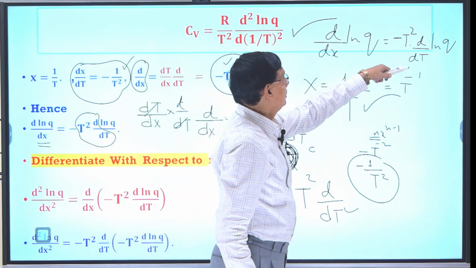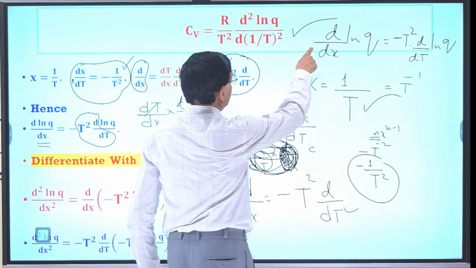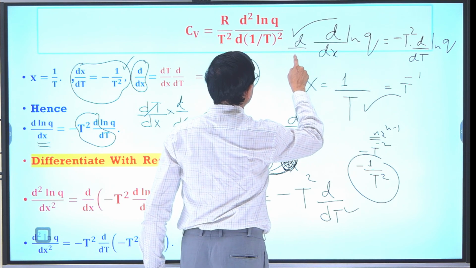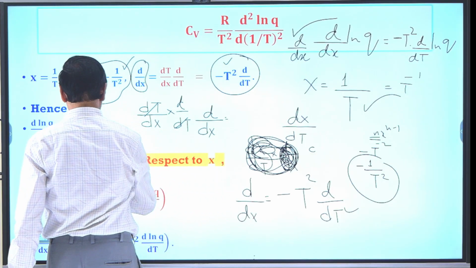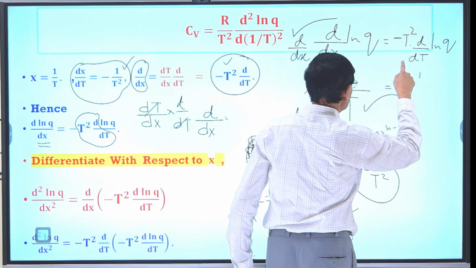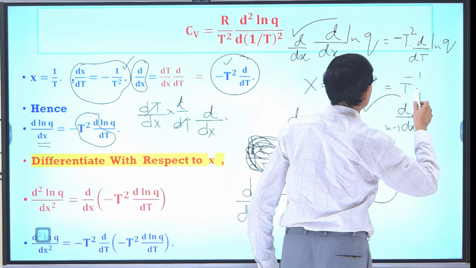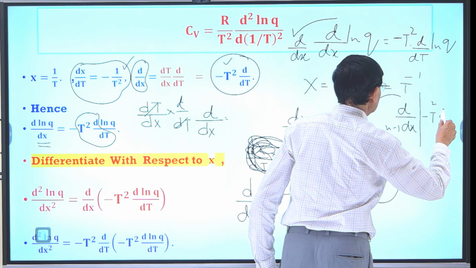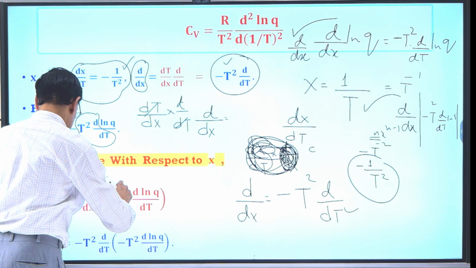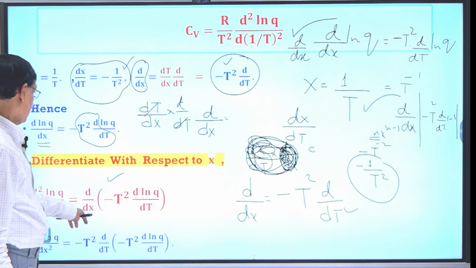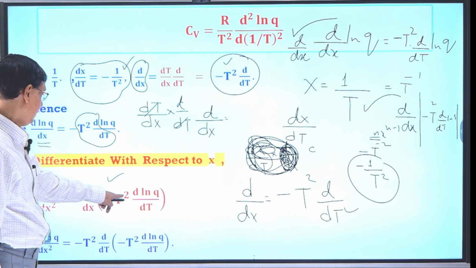That means I have to differentiate it. So here you can see, if I differentiate it, d by dx, so d square by dx square natural log of q, and again it is d by dx of minus t square d by dt natural log of q. This is what we have written, differentiation with respect to x.